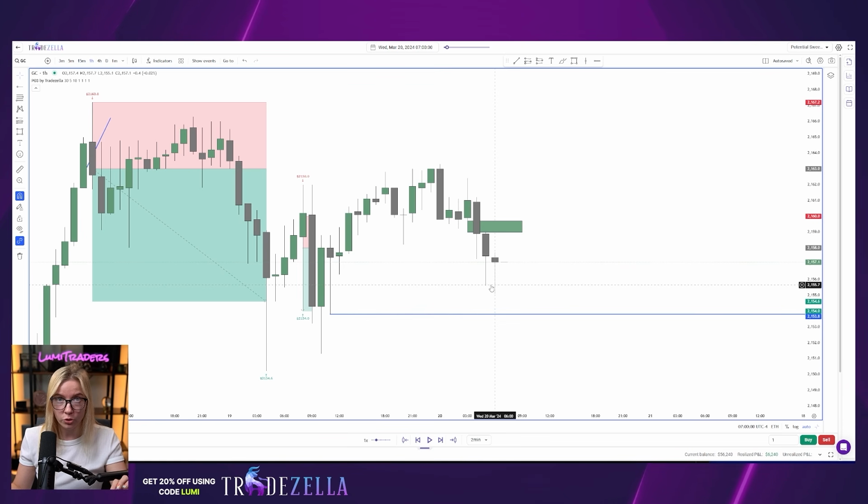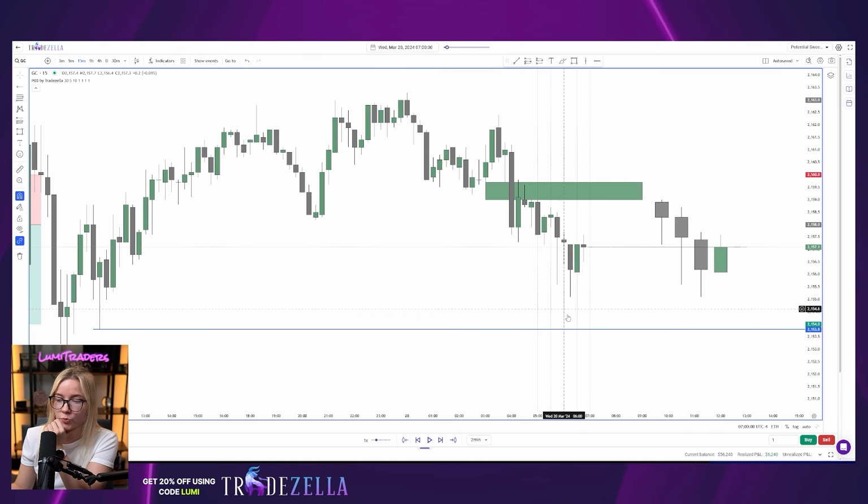But no, we are going to look for a setup after 7 a.m. We are going to wait for a new sweep somewhere here. We are going to find out if we have something on the 15-minute chart, so long to this fair value gap. Otherwise, we will drop to sell side liquidity first, I think, and then we will see if it's going to offer another reaction. As you can see, it's only 7 a.m. We respected nothing yet.